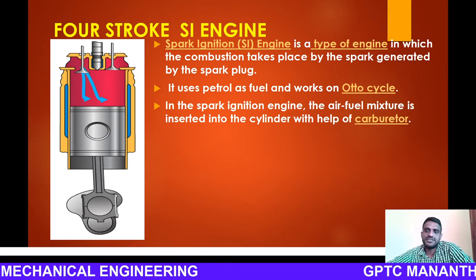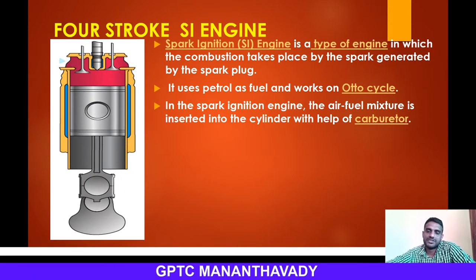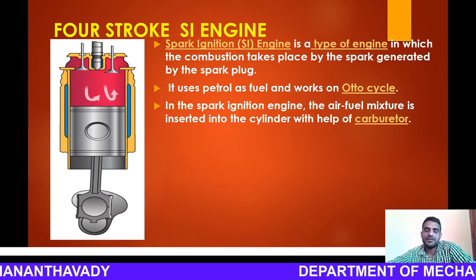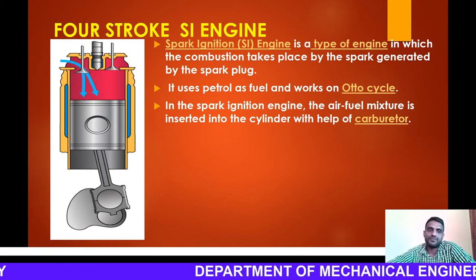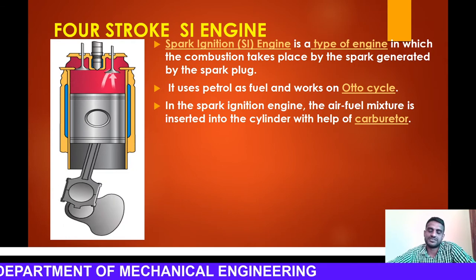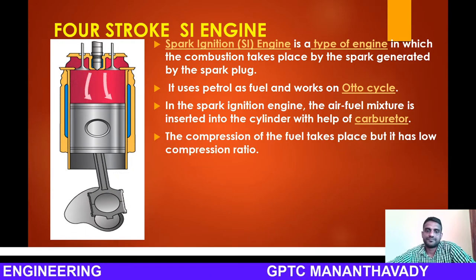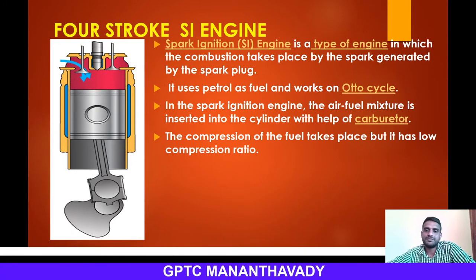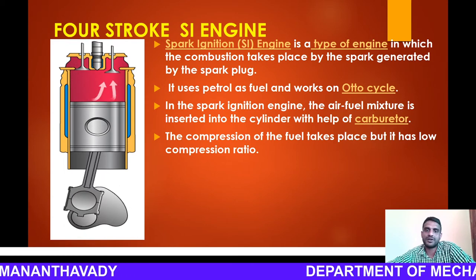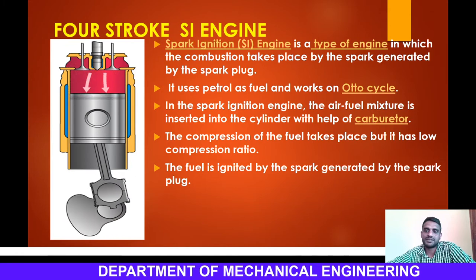In the spark ignition engine, the air-fuel mixture is inserted into the cylinder with the help of a carburetor. So the carburetor is the setup which we use for the fuel supply. The air-fuel mixture together we can call a charge. The compression of the charge takes place, but it has a low compression ratio. Normally the SI engine has a low compression ratio compared to that of CI engines. The fuel is ignited with a spark generated by a spark plug.